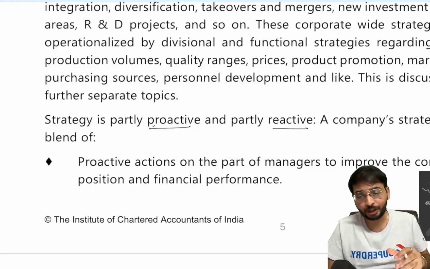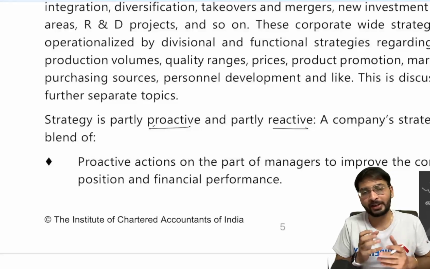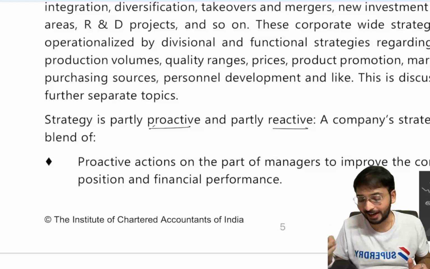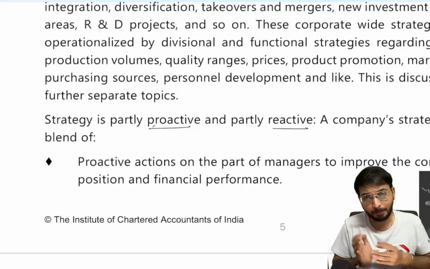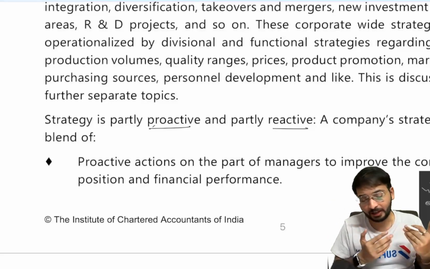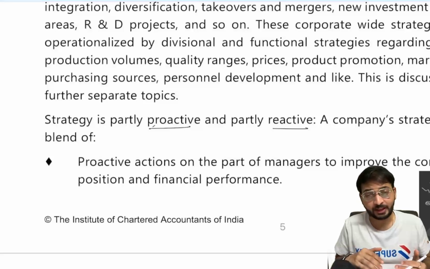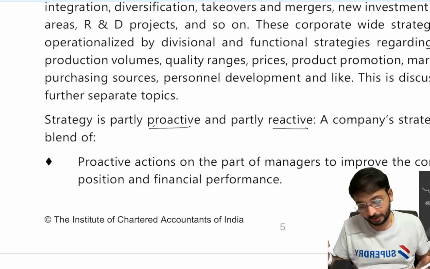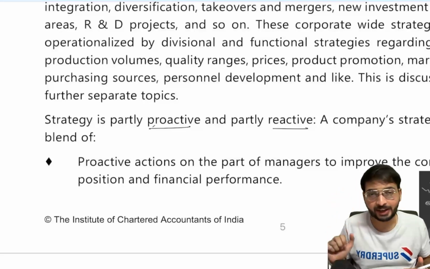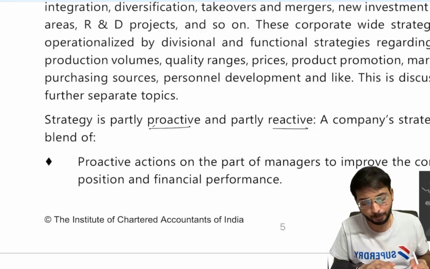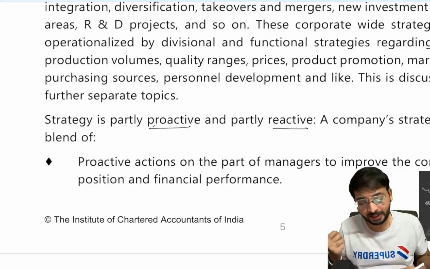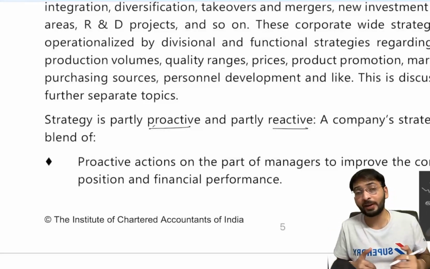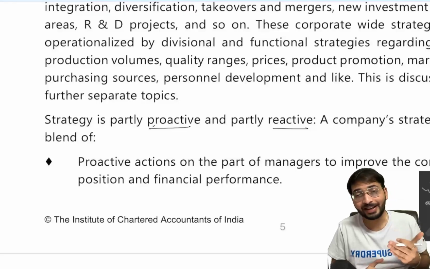A strategy should be a blend of proactive and reactive. It is not completely proactive, not completely reactive. It should be a blend of both. See, proactive, reactive, which is better? Always being proactive is better, but a reactive element should also be there, so it should be a blend of proactive and reactive. Why do companies follow proactive? Say Tata getting into EVs at an early stage is called a proactive strategy. Why is Tata coming up with an EV?